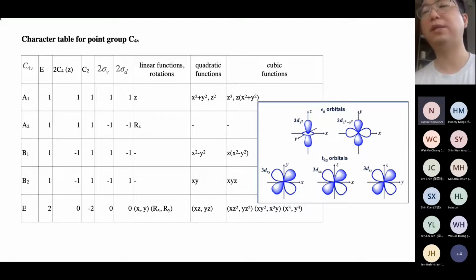So the character table basically captures all the information about these transformations, and the details we can talk about another time. The whole point is just to tell you what a point group is for a simple two-dimensional case, C4, the square lattice.